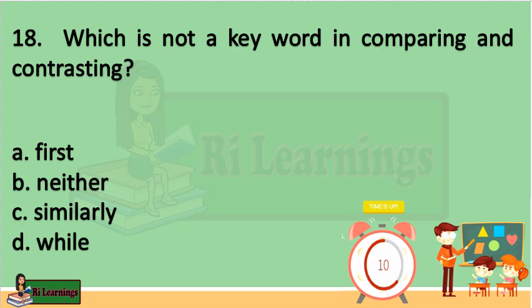18. Which is not a key word in comparing and contrasting? A. First. B. Neither. C. Similarly. D. While.